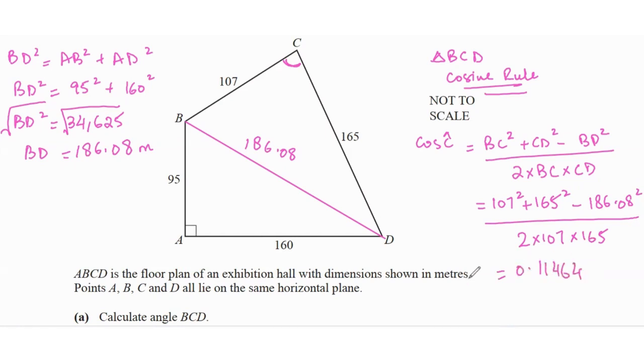0.11464. So this is the value of cos of C. So C would be cos inverse of this. Cos inverse of this, and that's going to give us 83.4 degrees. So that is your angle BCD.